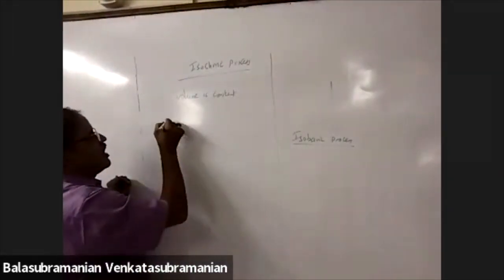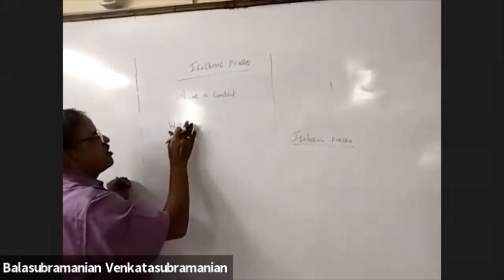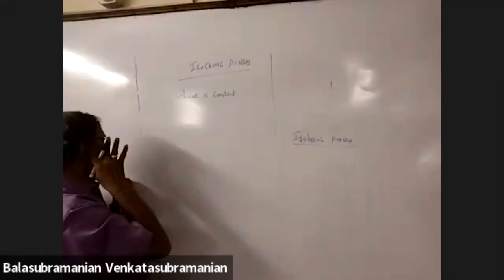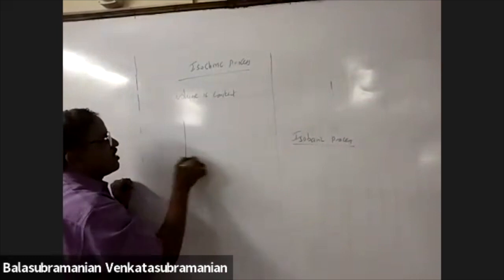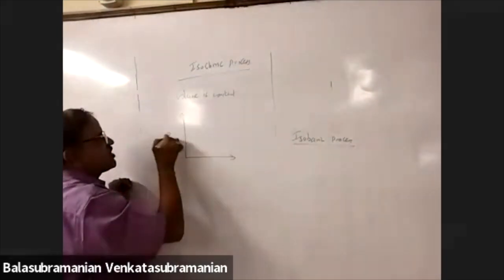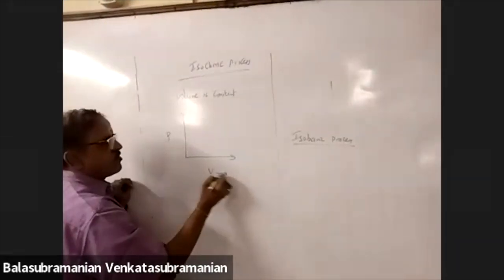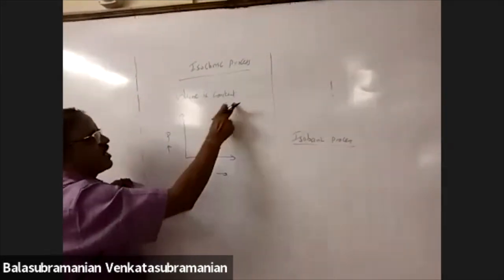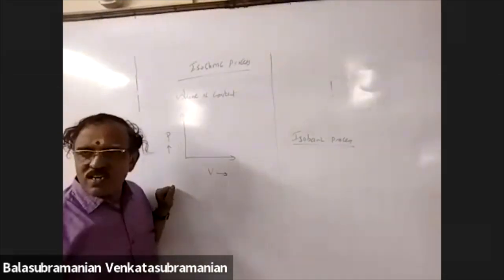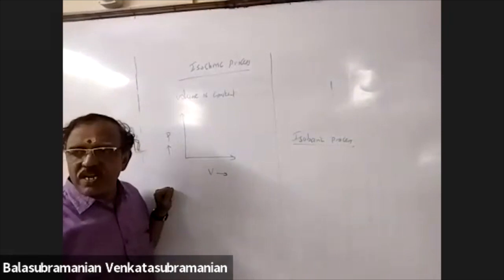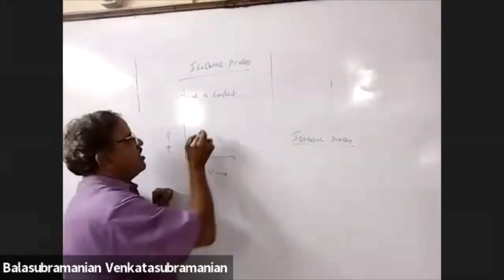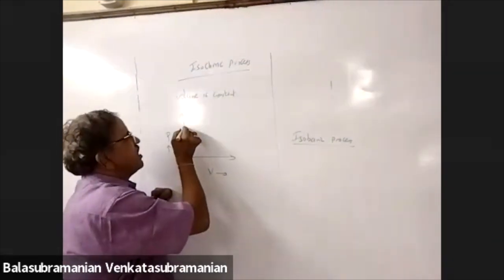So, W is equal to... here is the graph, pressure versus volume. Here you are telling volume is constant. Volume is constant. What is the meaning? See here.